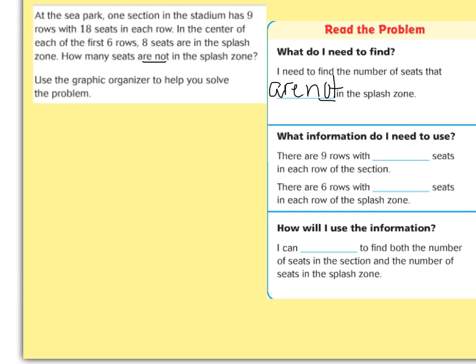It says there are 9 rows with 18 seats in each row of the section. And then there are 6 rows with 8 seats in each row of the splash zone. Now that I have that information, how will I use it? Well, I can multiply to find both the number of seats in the section and the number of seats in the splash zone.